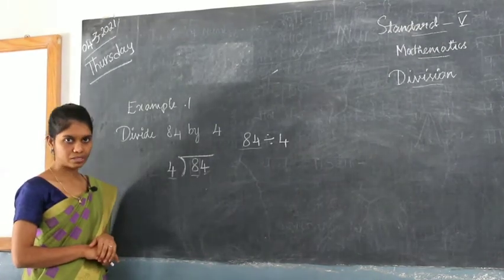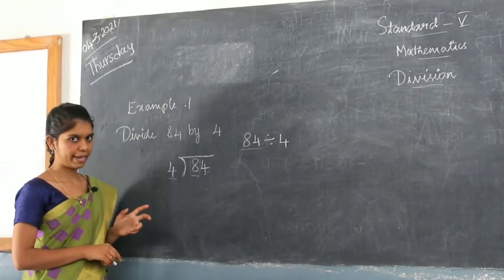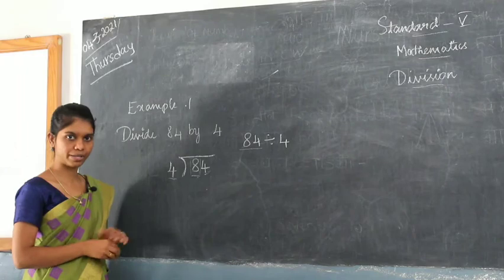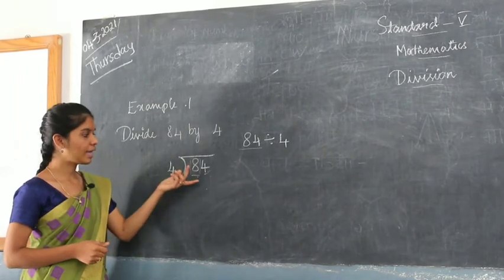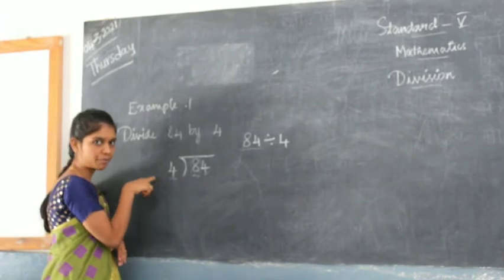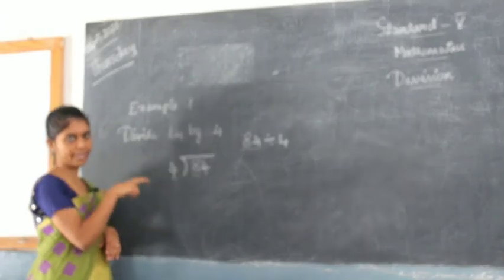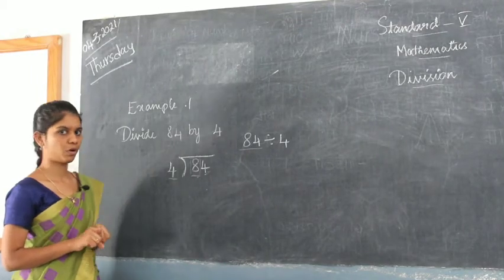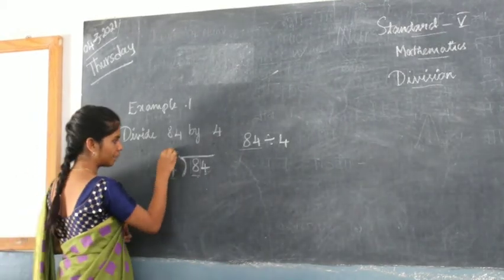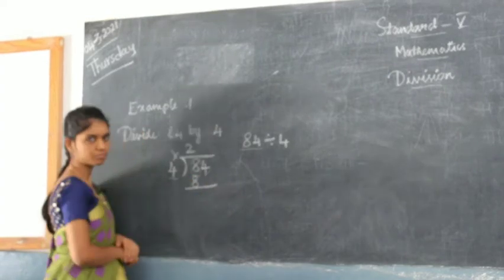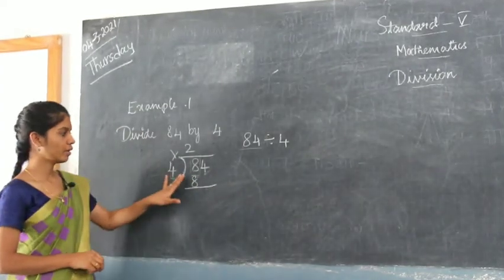Okay, 4 ones are 4, 4 twos are 8. So you should start telling tables till you get the number in the highest place value. Here you have 8, so you should start telling 4 tables till you get 8. So 4 ones are 4, 4 twos are 8. So 4 multiplied with 2 gave you 8. And then you wrote 8 here.